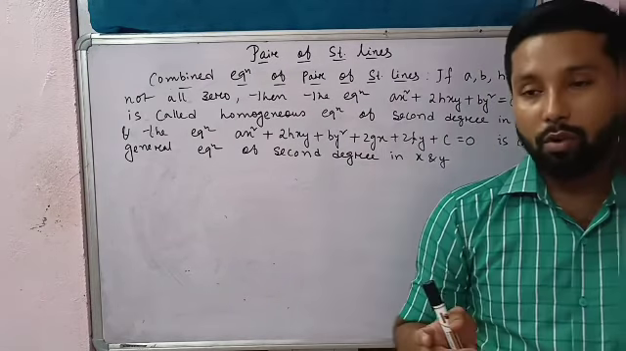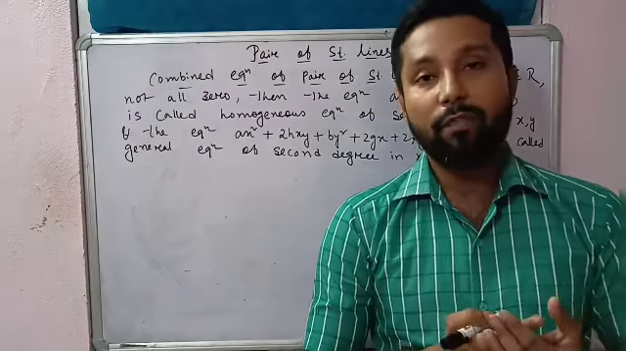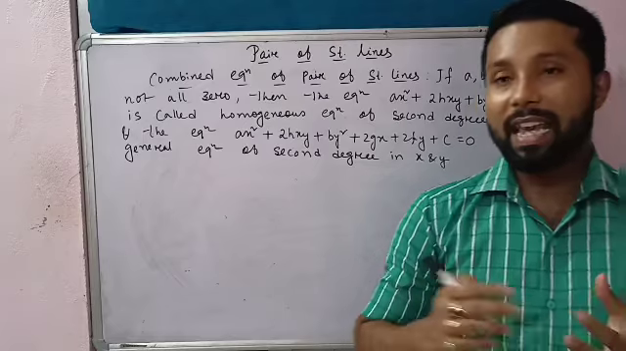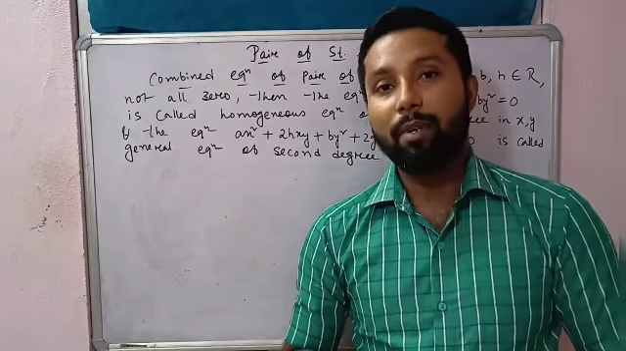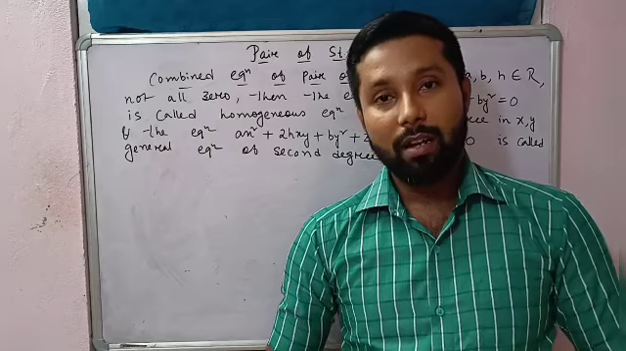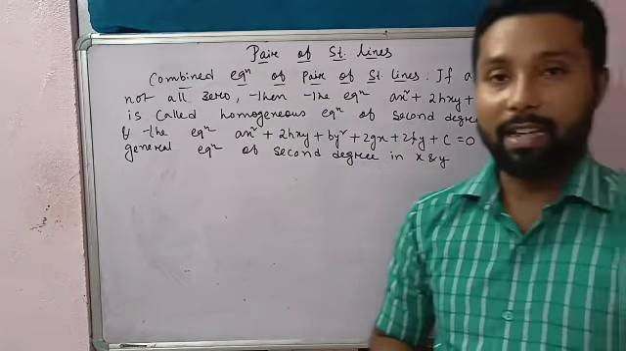Straight line means we know ax plus by plus c. The general equation of a straight line is ax plus by plus c equal to 0, where a and b are not simultaneously 0, right? So ये है linear equation, or you can say the general equation of straight line. लेकिन pair of straight lines क्या है?